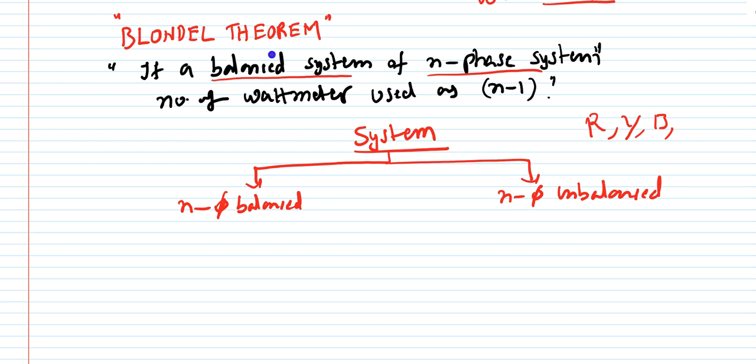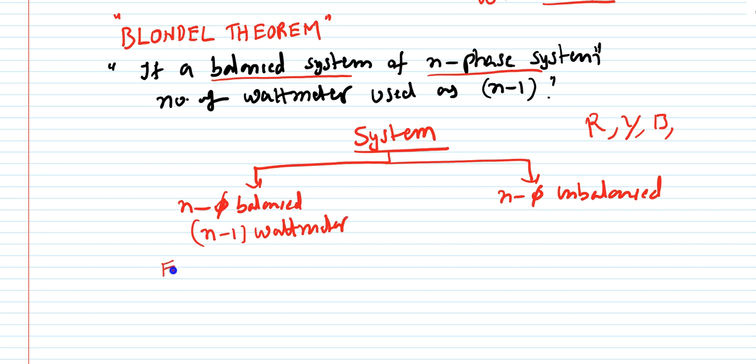Then according to Blondel's theorem, how many wattmeters do we need? We require n minus 1 wattmeters to measure the power. That is what Blondel's theorem is defined for, specifically for the balanced system.